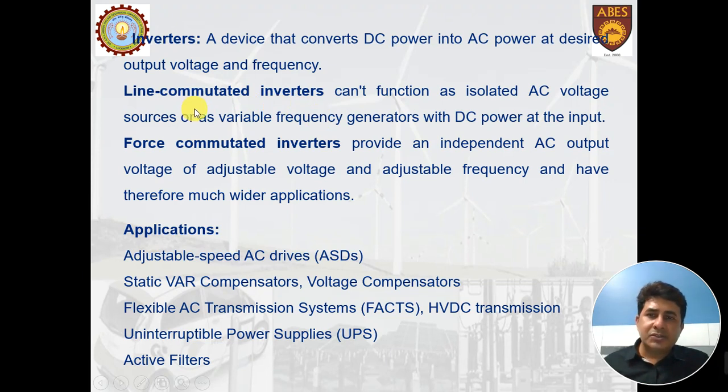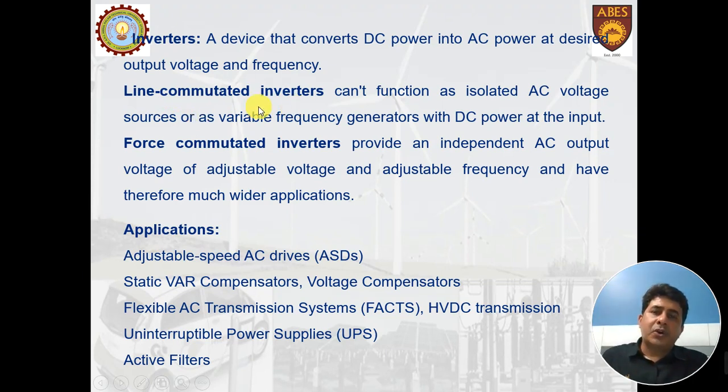What are those limitations? A line commutated inverter cannot function as isolated AC voltage source, or it cannot give you the variable frequency at the output side. This term line commutated inverter is used in relation to the phase control converters when the load is RLE.